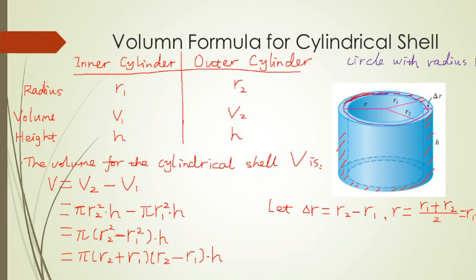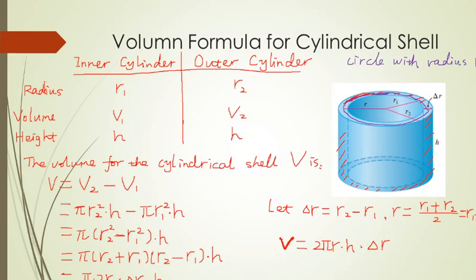Then let's come back for the volume of the cylindrical shell here. So I can write R1 plus R2 as pi times 2r, and then times delta r times h, right? So I can rewrite the volume V of the cylindrical shell, the shell between the outer and the inner cylinder. It would be 2 pi r times h times delta r.